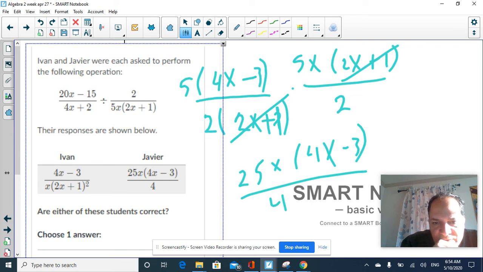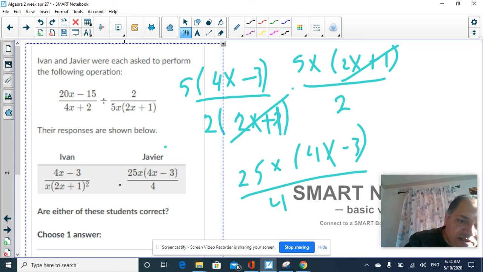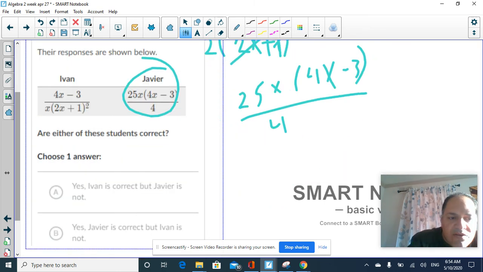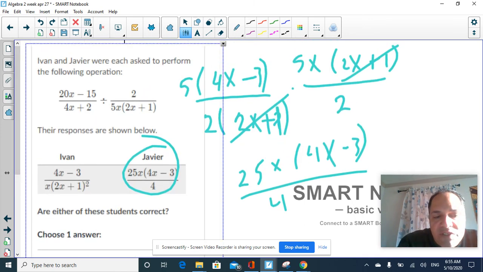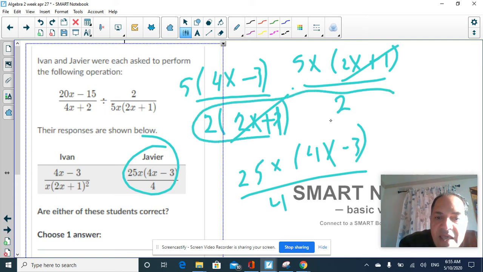So which one is the simplest form? Which one is correct? Yes, Javier is correct. Just select Javier is correct, and that's your answer. Did he ask for the zeros? No. If he asked for the zeros, take the denominator. And in case of division, just be careful.